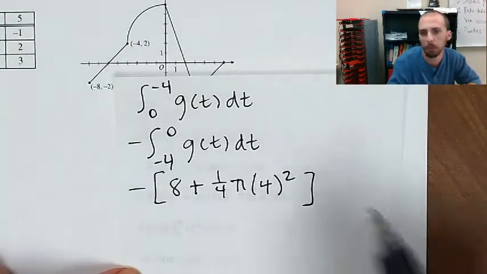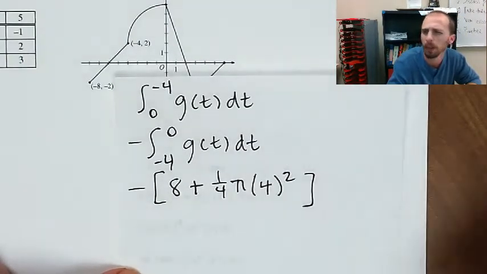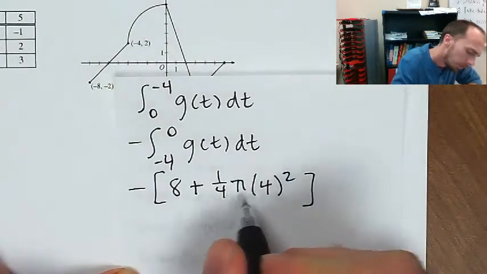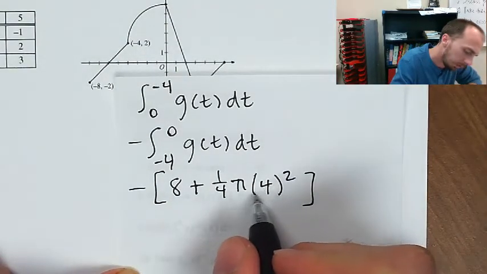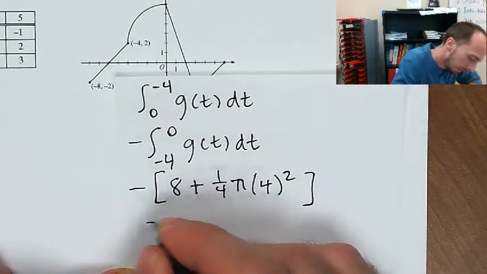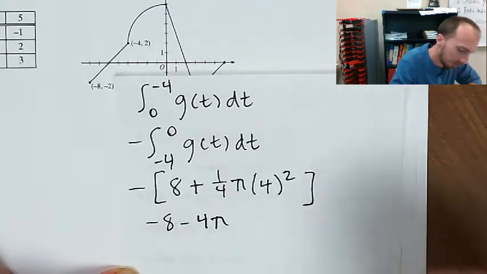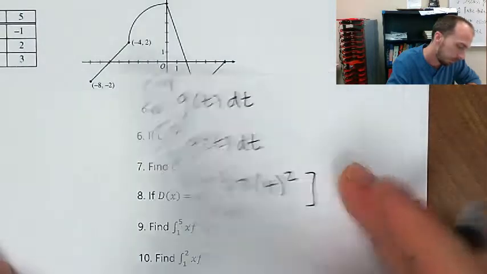And, well, that would be, in AP calculus, a safe place to stop. I feel like I might need to go a little farther than that, though. So that would be a quarter of 16, that would be 4 pi. So -8 minus 4 pi is going to be the value of c of -4.